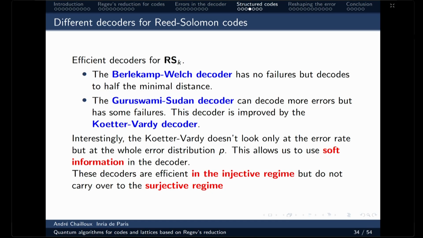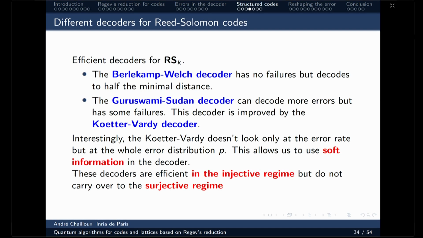Some of them even have no failures, but then you have more advanced decoders that have failures. Especially the one that gave the best performance was the Kötter-Vardy decoder, which doesn't only look at how many errors you have, because we're in F_q, but really looks at the shape of the probability function. So not only whether a symbol changed or not, but more advanced quantities on the error function, and in this case it gave us a much better result. This is why, in the paper, we talked about soft decoders, because it uses soft information about the error. Those decoders are very efficient in the injective regime.